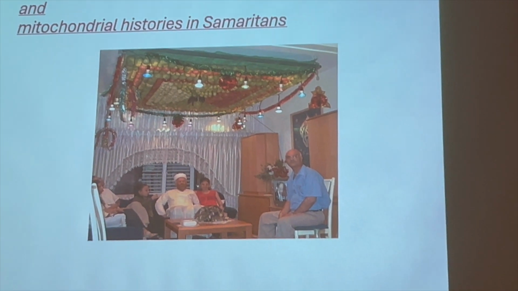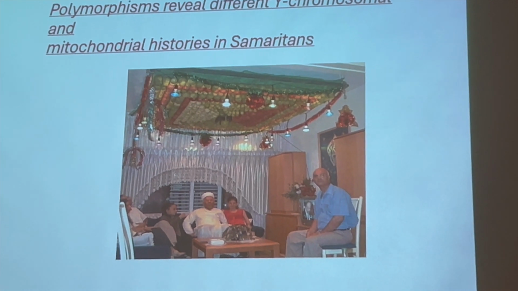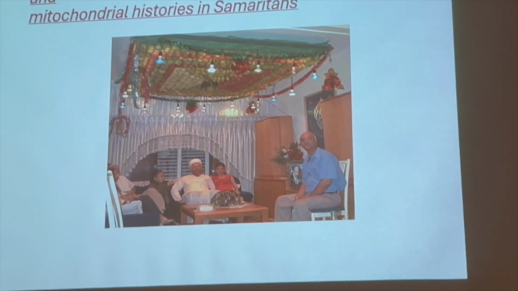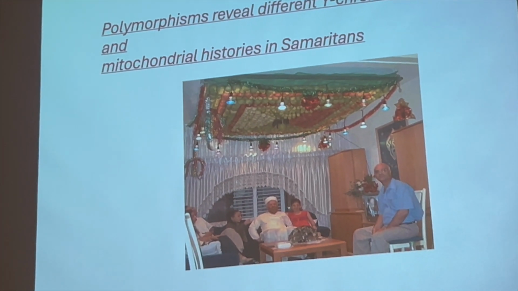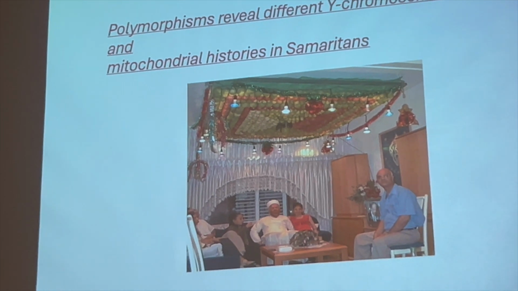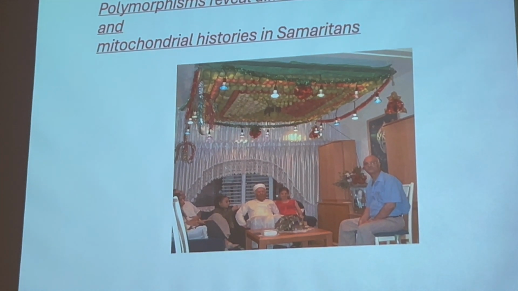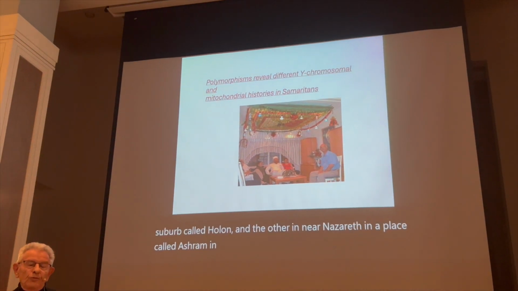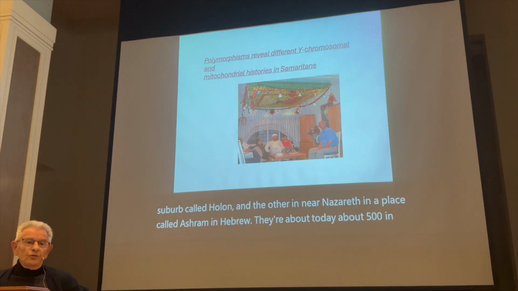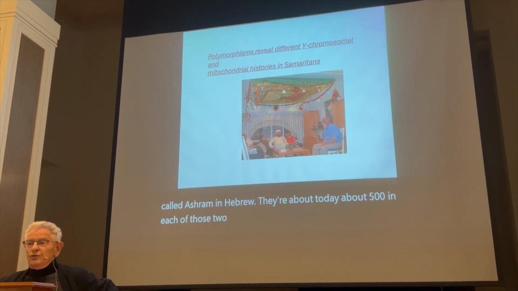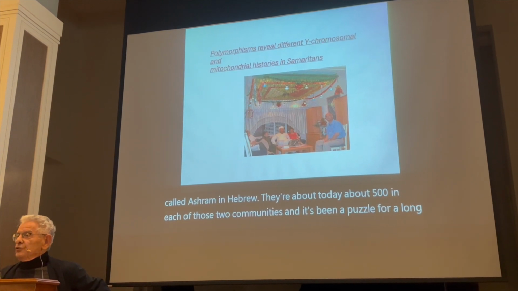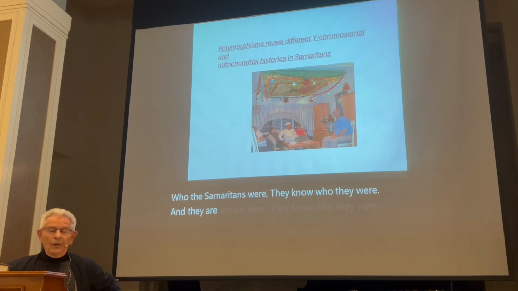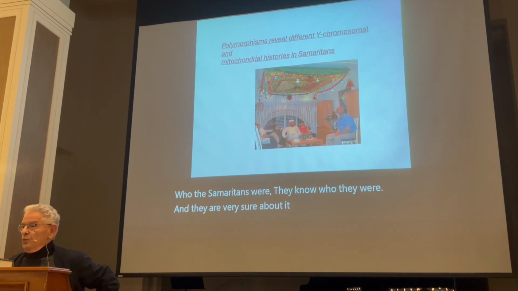The Samaritans today live in two communities in Israel. One is in downtown Tel Aviv, a suburb called Holon, and the other near Nazareth, in a place called Shechem in Hebrew. There are about 500 in each of those two communities. And it's been a puzzle for a long time who the Samaritans were. They know who they were, and they're very sure about it. And we'll discuss who they were.